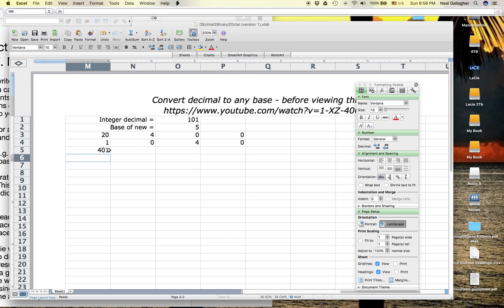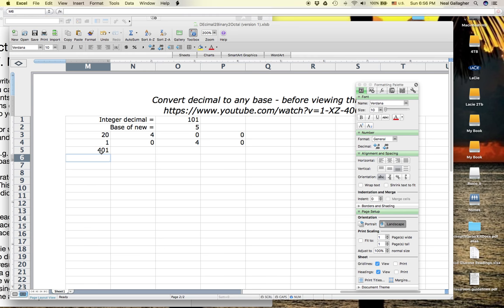The units place is still a unit. It doesn't change no matter the base. So this is 1. The second place, well, in decimal, the second place is tens. The third place is hundreds. In base 5, the second place is 5, and this is 25s. So 4 25s is 100, plus 1 is 101. So that's exactly what I want it to be. Now, I just read this backwards and wrote that down.